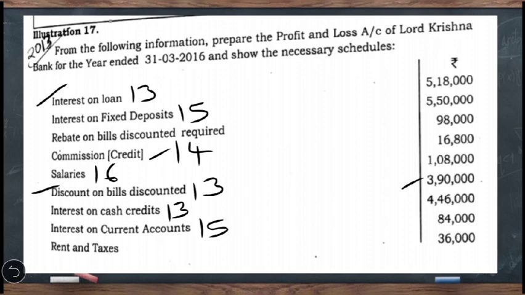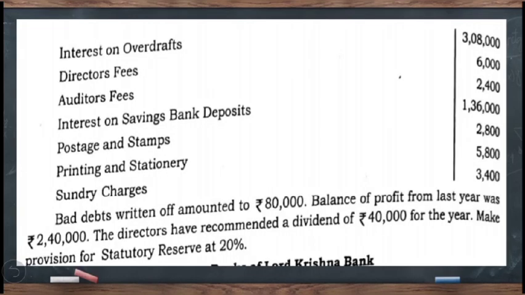Then rent and taxes comes under note number 16, that is operating expense. Next item here is interest on overdraft, that is when the customer has overdraft balance, the banks will be charging the interest on such overdraft. So it comes in note number 13, that is interest earned. Then the next one, director's fees, is note number 16, that is operating expenses. Auditor's fees also note number 16. Interest on savings bank deposits, so here banks have to give interest on SB account, it comes in note number 15, that is interest expended.